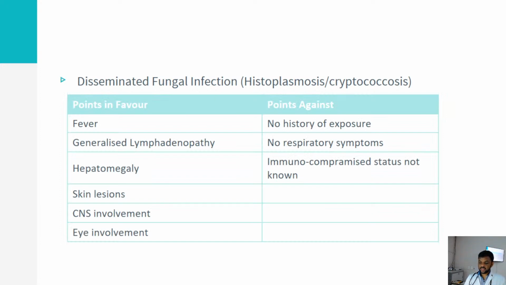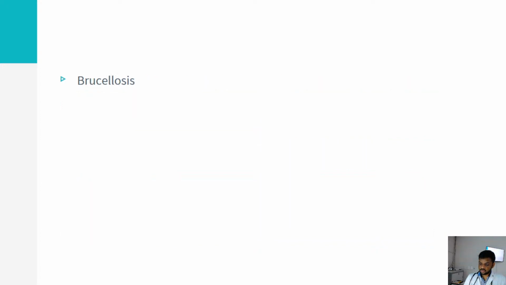In disseminated fungal infections, there were fever, lymphadenopathy, hepatomegaly, skin lesions, CNS involvement, as well as eye involvement. But points against were that there was no history of exposure or travel. Usually histoplasmosis commonly involves the respiratory system, but there were no respiratory symptoms. And at that time, immunocompromised status was not known.